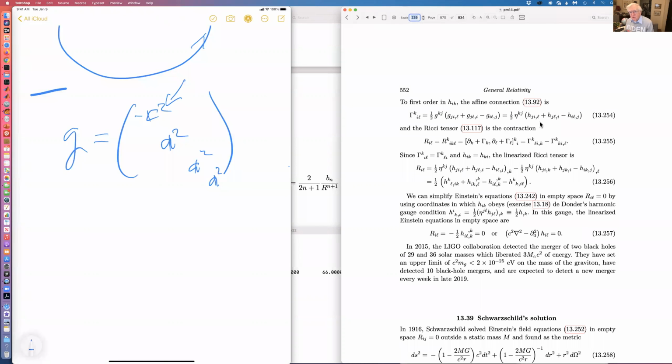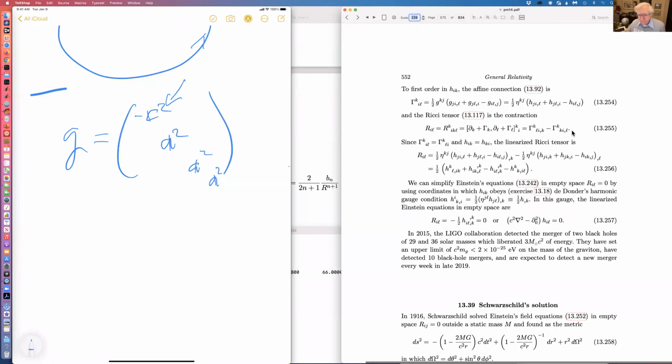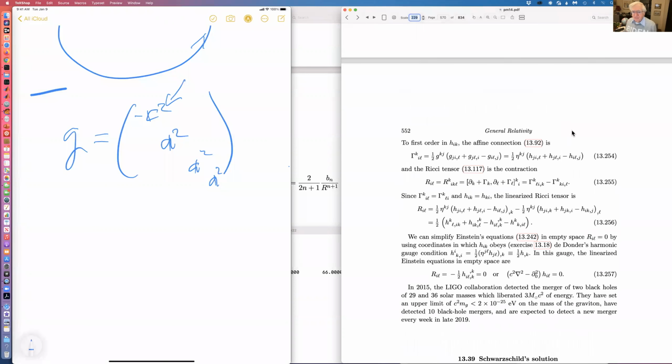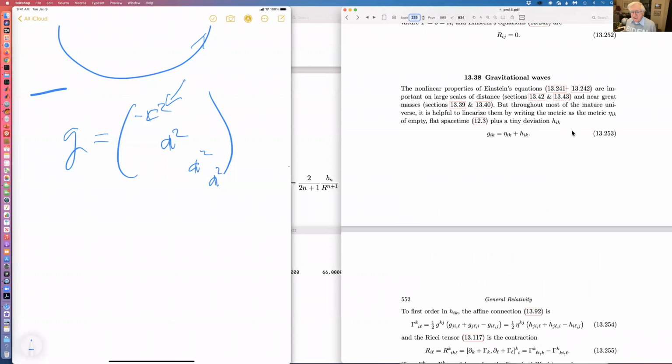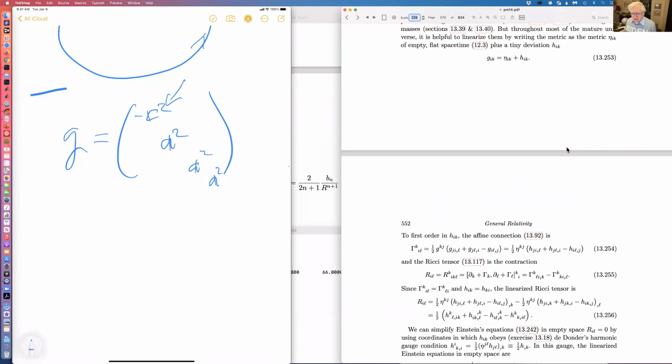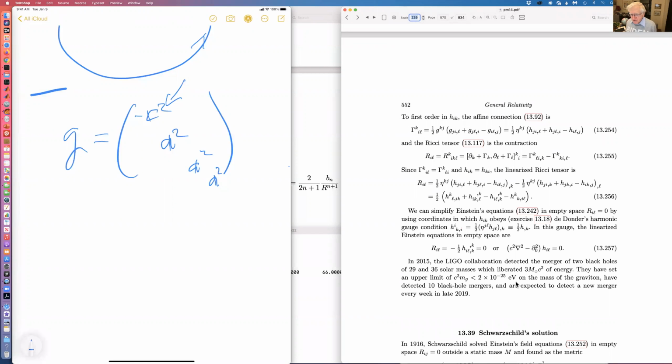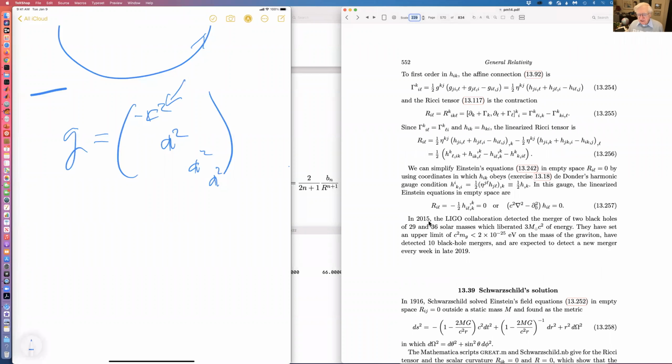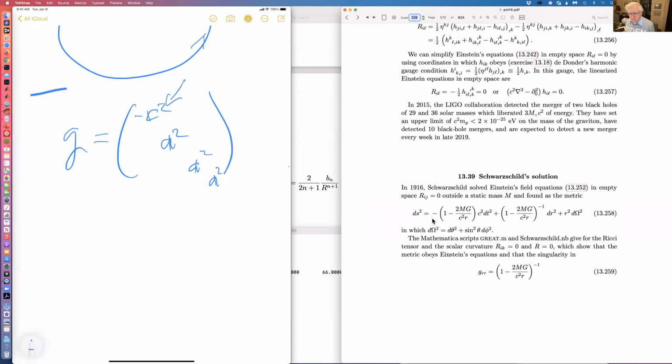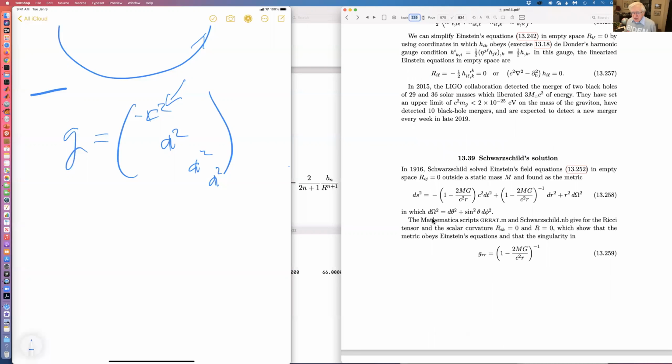Well, gravitational waves: what you do is you take Einstein's equations, you linearize them, and then what you have is a wave. And these things, of course, were first discovered, or at least publicly, the successful detection of the merger of two black holes was announced in 2015, only 5 years ago.